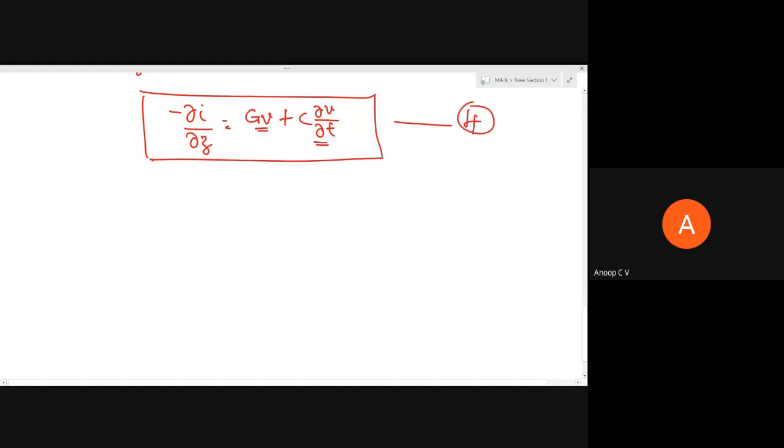Any doubt so far? What we have obtained so far are two partial differential equations. One is minus dou V by dou z is equal to RI plus L dou I by dou t. So this was equation number 2. And the other one, which you're seeing here, is minus dou I by dou z is equal to GV plus C dou V by dou t. So this is equation number 4.